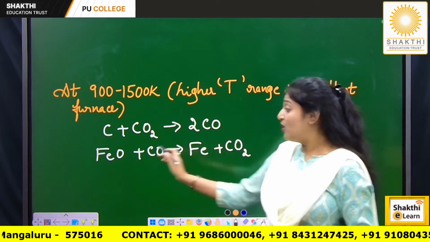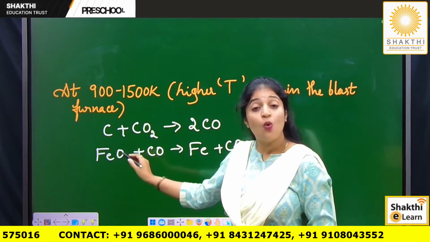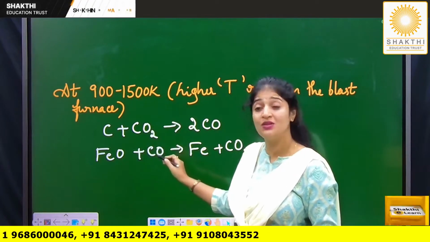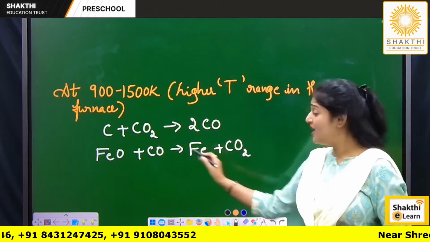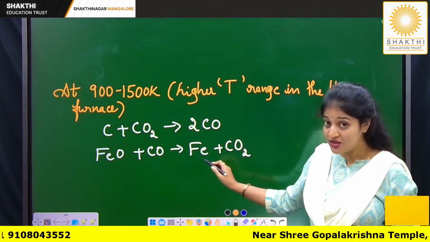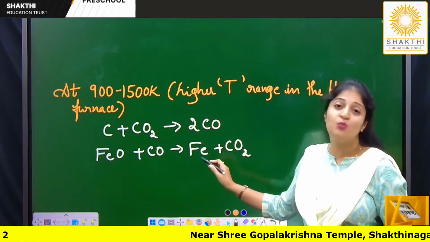Later on, whatever product is formed, that is FeO, the iron oxide formed by the initial step, when made to react with the produced carbon monoxide, results in the formation of the product that is Fe, that is our interest, which will be present in the molten state.